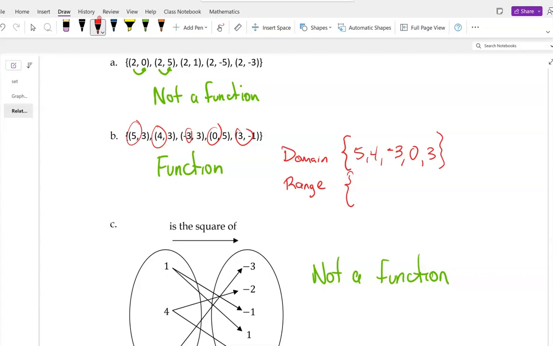3, 3, 3, 5, and -1. 3, 3, 3. I don't have to write it more than once. Those are my range values. Okay.